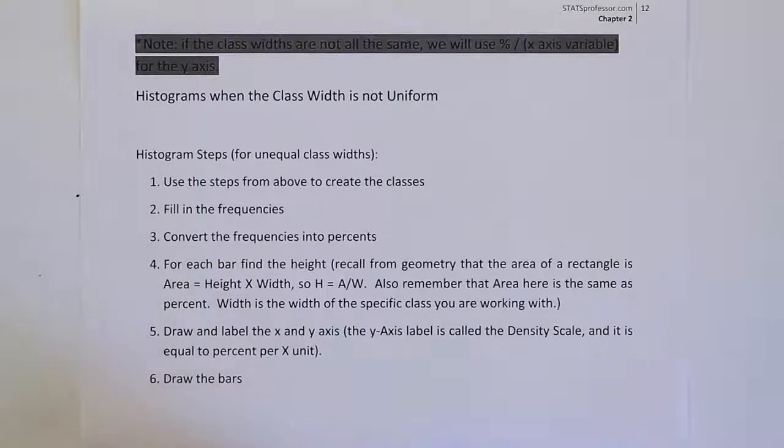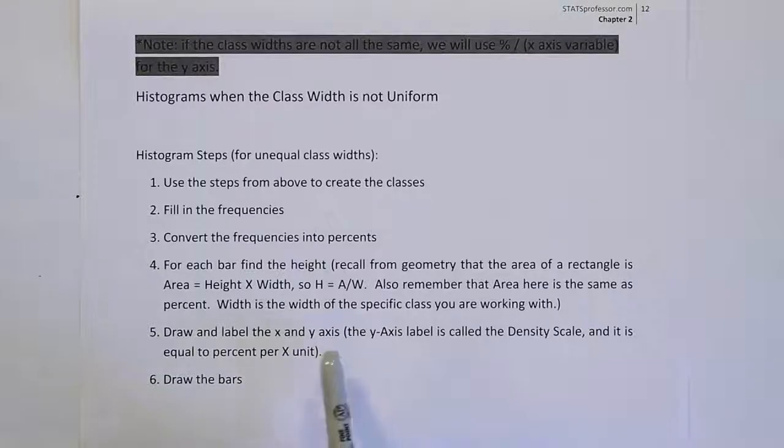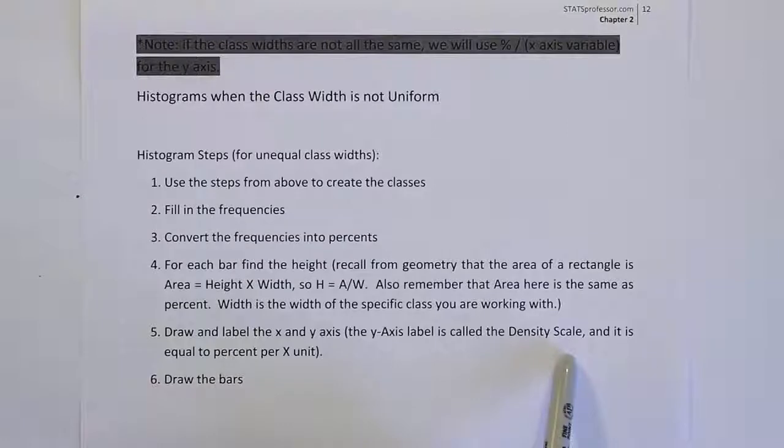So in most of our table that we looked at, I think the width was 2, but the last category wasn't 2, so that would be the one that's different. All right, and then from there, in step 5, we're going to draw and label the x-axis and y-axis, like we've done before. The y-axis is going to be called the density scale. So that scale is going to be equal to the percent per x unit.